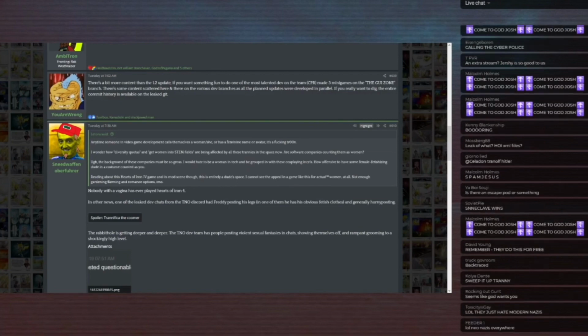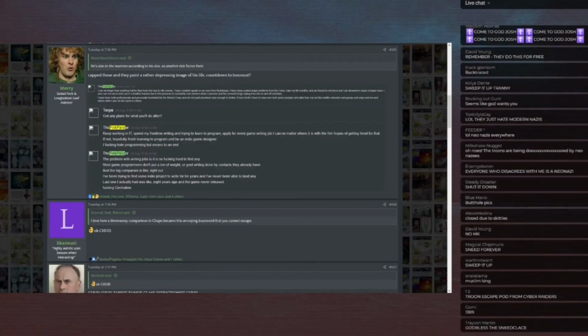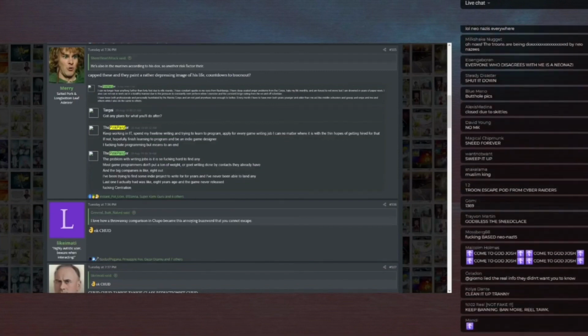Oh, okay. This is Pacifica. I think this is the same person that I've shown you before. I'll go ahead and read this. This is from the Pink Panther. This is the lead dev that I mentioned before.